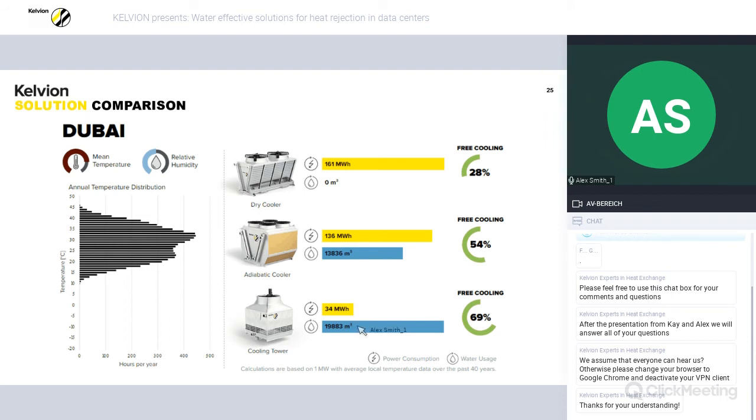However, the additional 6 million liters of water, in addition to the adiabatic cooler, yields a total of 6,045 free cooling hours over the year, and a total direct power consumption reduction of 127 megawatt hours across the year, which is 79% in comparison to the dry cooler. In such an area as Dubai, where, like I say, water is scarce, it's possible that neither of these options are viable, despite the fact that they have significant benefits.